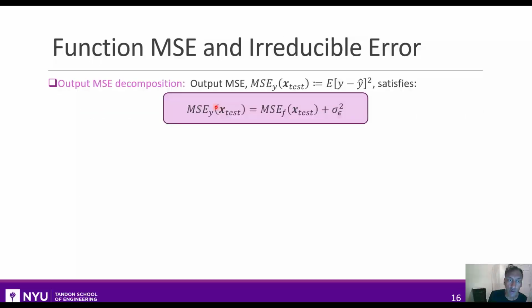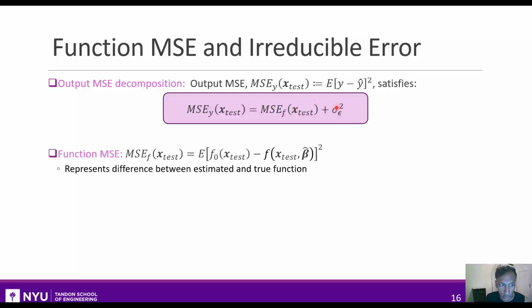Okay, a key property about the output MSE is that you can write it as a sum of two terms. The first term is what we'll call the function MSE. And the function MSE is just the difference between the underlying true function and the estimated function, or at least it's the expected squared difference between these. I'll come back and address this part later.